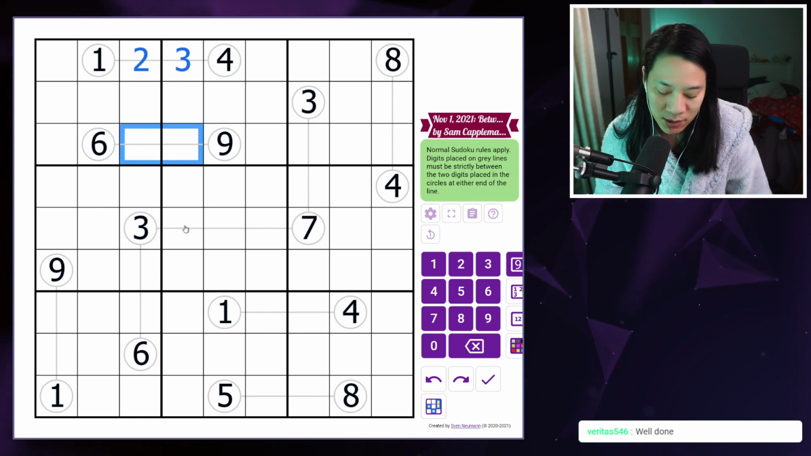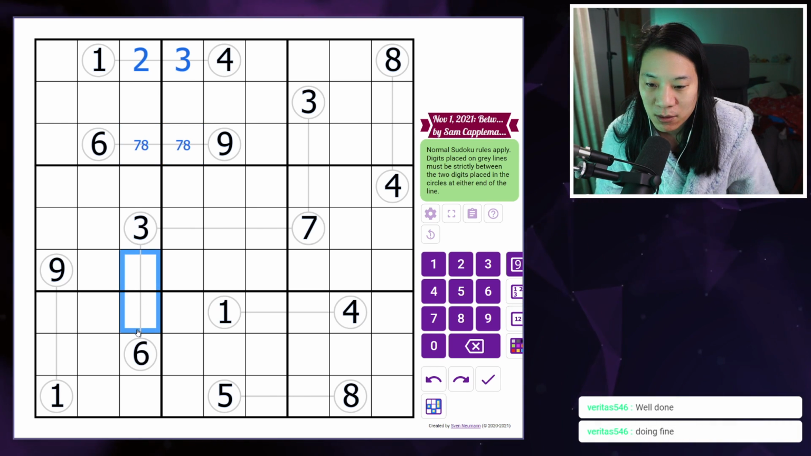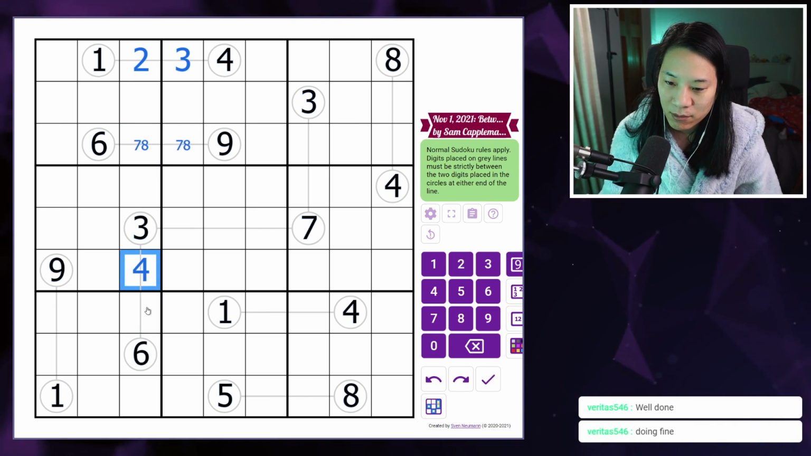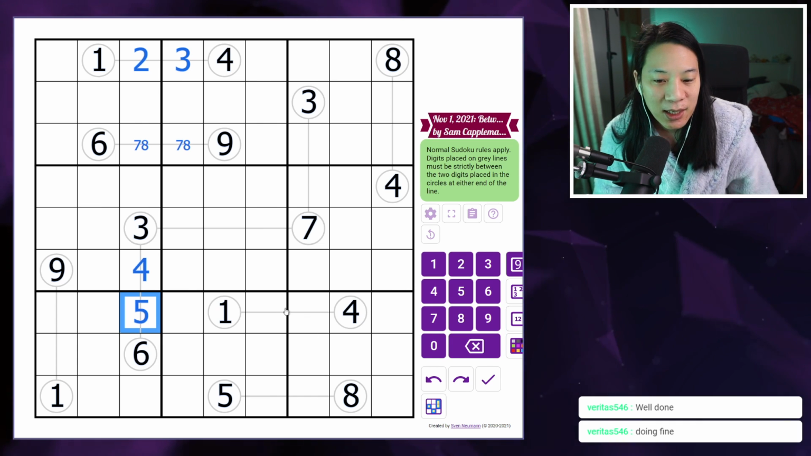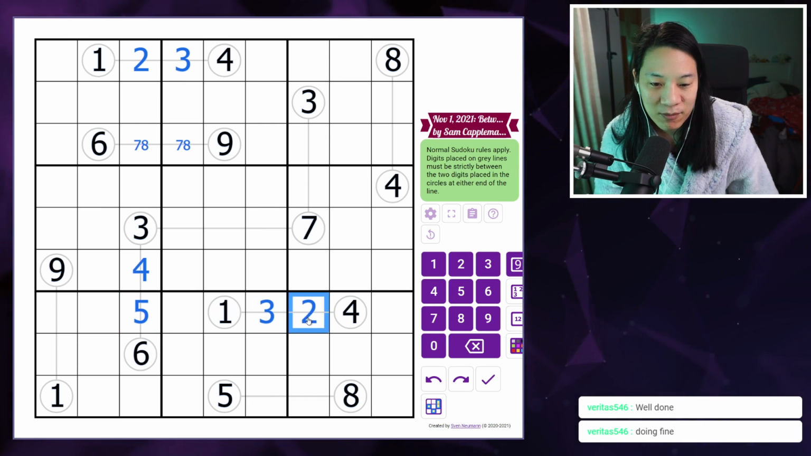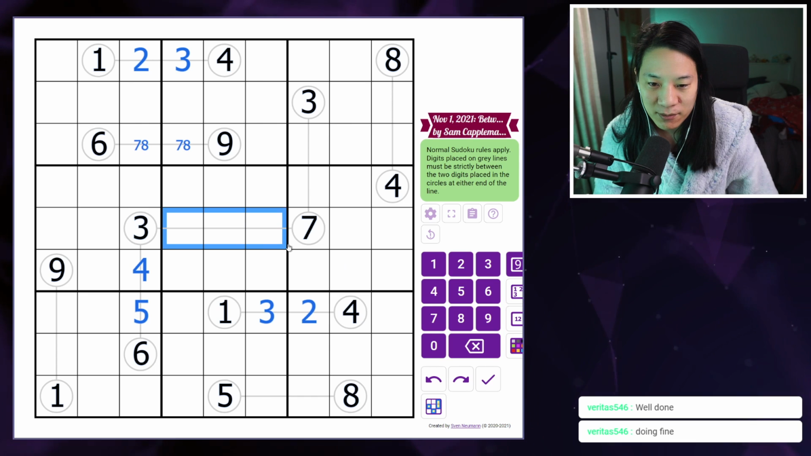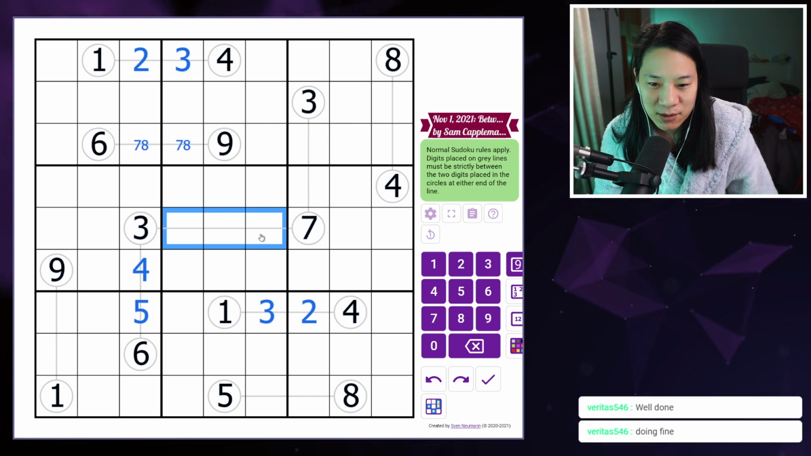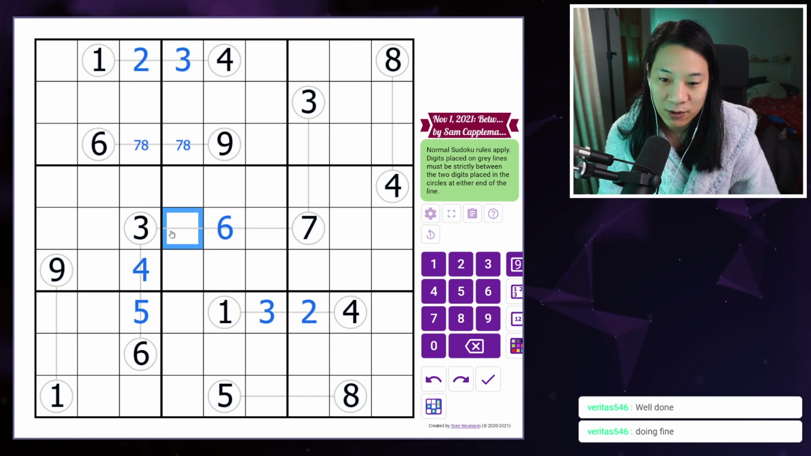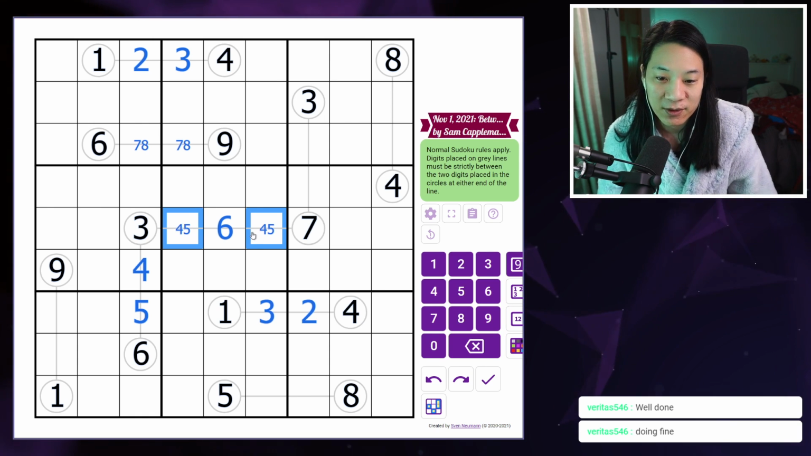That's got to be 7 and 8. 4 and 5 resolved. Excellent. 3 and 2. 4, 5, 6. So 4 and 5 can't go there. So 4 and 5 are over there.